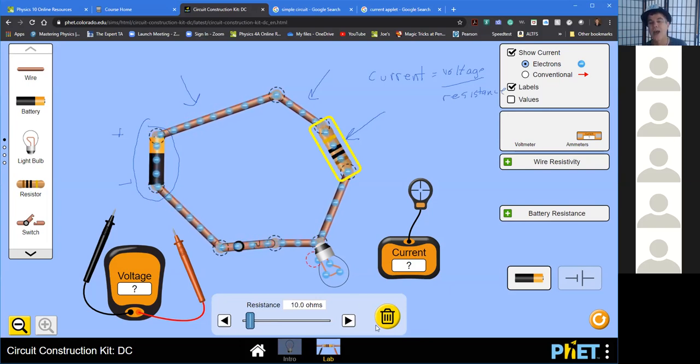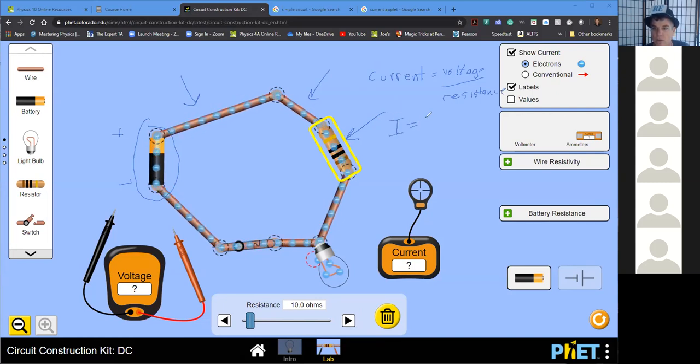If I wanted to know how much current I was going to get, again, this is a big preview, but current we usually write as the letter I. Voltage we usually write as the letter V. Resistance we write as the letter R. So in this case, the battery has a voltage of 10 volts, the resistor has a resistance of 10 ohms. 10 divided by 10 is 1. I should have the current being 1 amp.